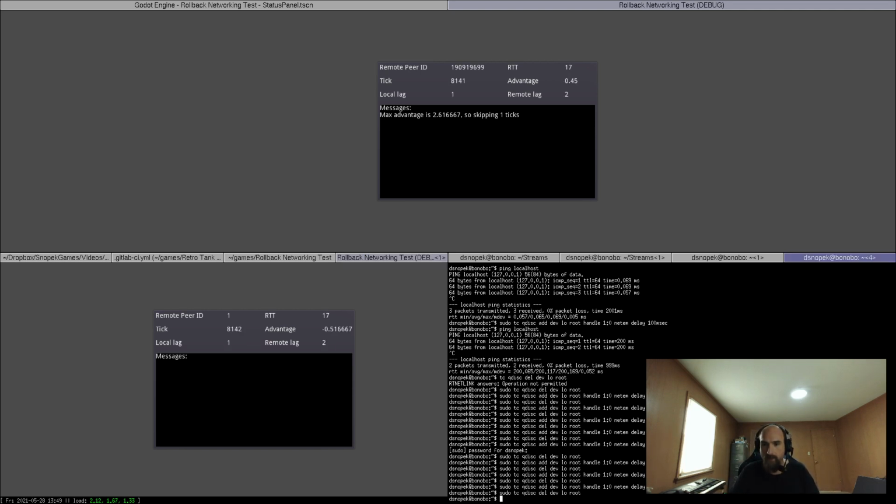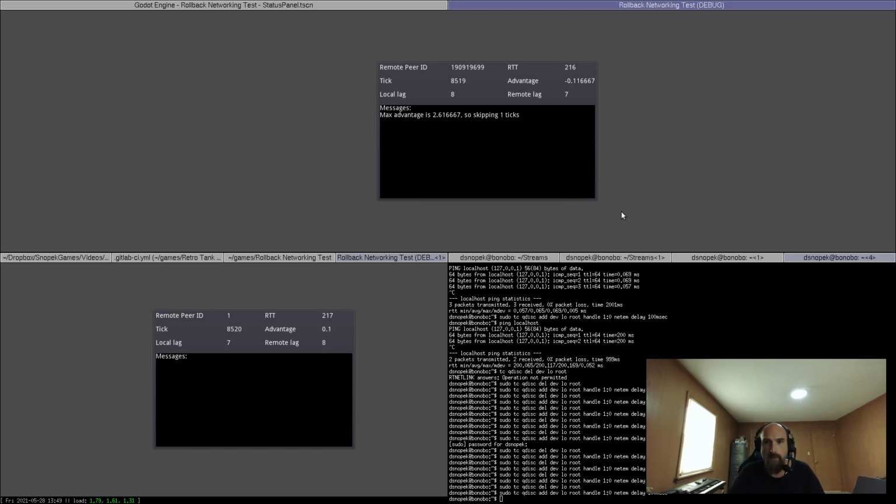So now let's see what happens when we introduce some artificial latency. We're going to introduce 100 milliseconds of latency. And you see the round trip time goes up to 200 something because latency times 2 is round trip time. And you can also see the local and remote lag have jumped up. They're now 7 or 8. So we'd be predicting 7 or 8 frames.